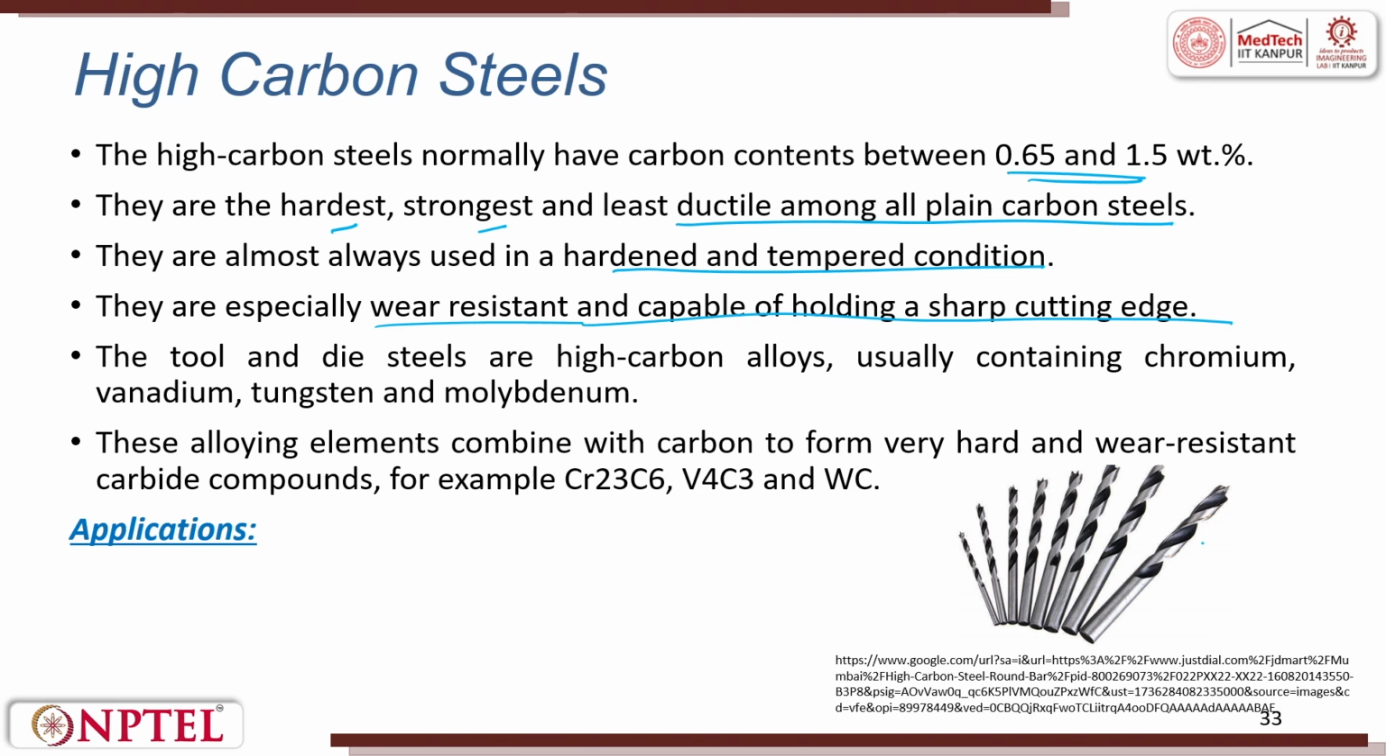For example, the screwdriver tips are all made out of high carbon steel. The tool and die steels are high carbon alloys usually containing chromium, vanadium, tungsten and molybdenum. These alloying elements combine with carbon to form very hard and wear resistant properties, chromium, vanadium and tungsten. So, here cutting tools are made out of high carbon steel.